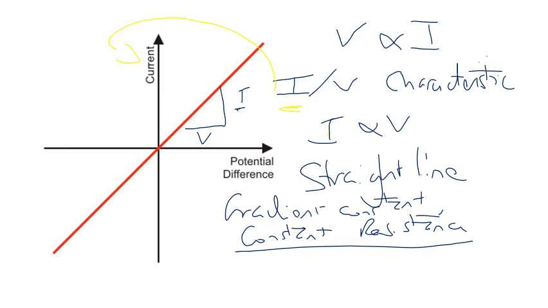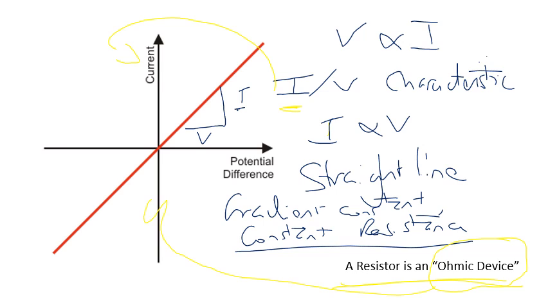But for those things where the IV characteristic is straight, we call those ohmic devices. So a resistor is an ohmic device, and that's a bit of terminology you just have to learn. If it's got a straight line IV characteristic, then it is an ohmic device. Its resistance is the same, pretty much whatever we do to it.